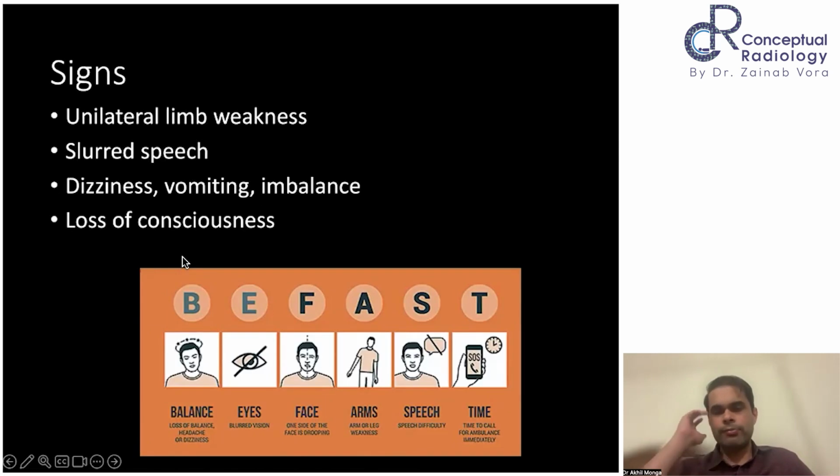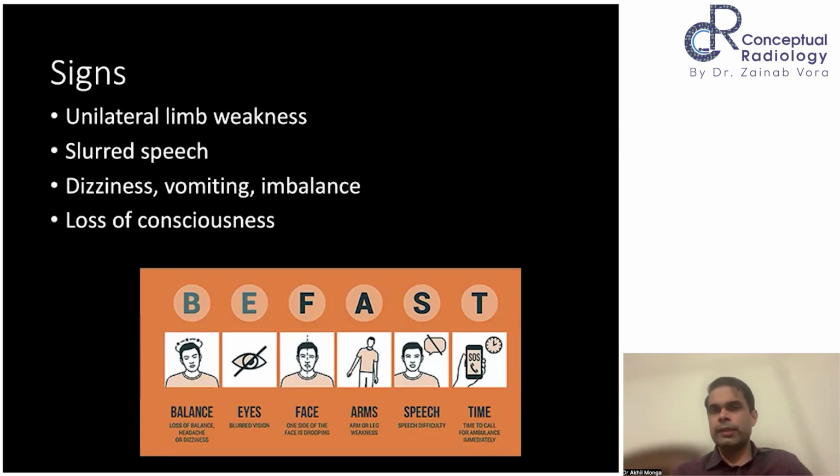BE FAST are the symptoms that we tell the patients also. Say somebody had a small stroke, we tell the family and the patient that if you have these symptoms again, which have to be sudden in onset: sudden onset unilateral limb weakness. It could be upper limb, lower limb, or both upper and lower limb, but on one side. Usually it doesn't happen on both sides together. Slurring of speech could be one of the signs. It could be total aphasia, it could be dysarthria, or just slurring.